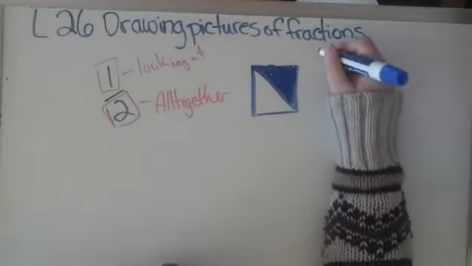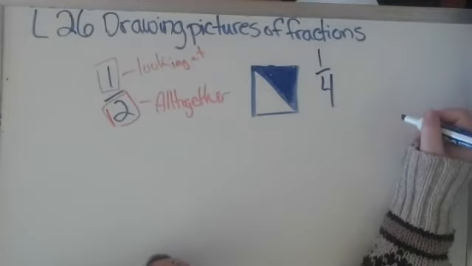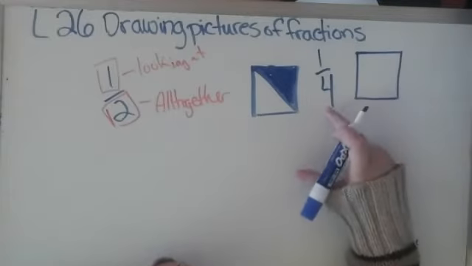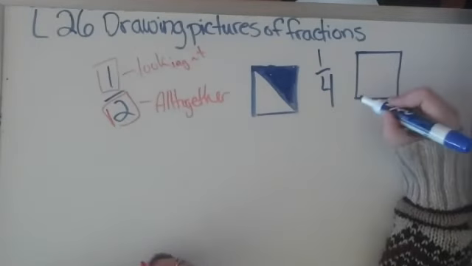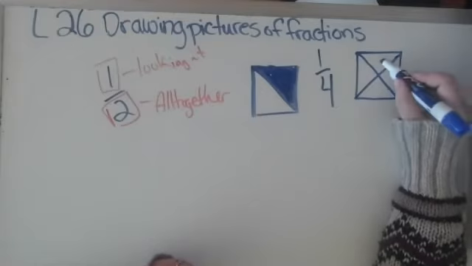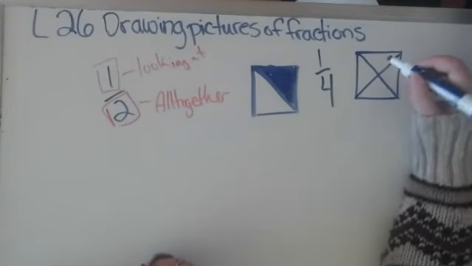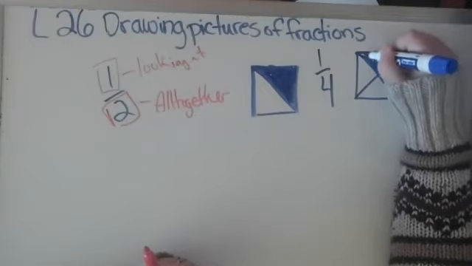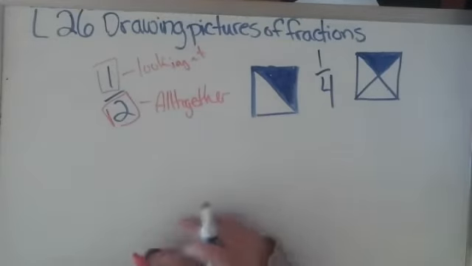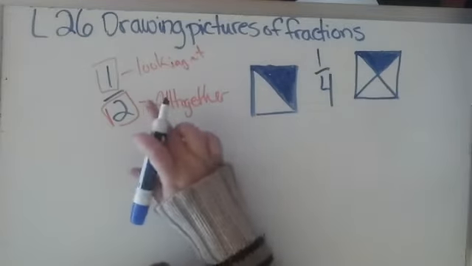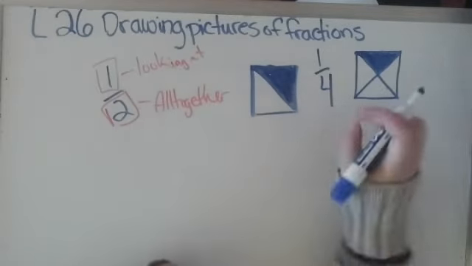If I had a quarter of a square, I would have a total of 4 pieces. Okay, 1, 2, 3, 4. I am looking at one of the 4 pieces. Okay, this is a quarter, this is a half. 4 pieces altogether, 1 shaded in. 2 pieces altogether, 1 shaded in.